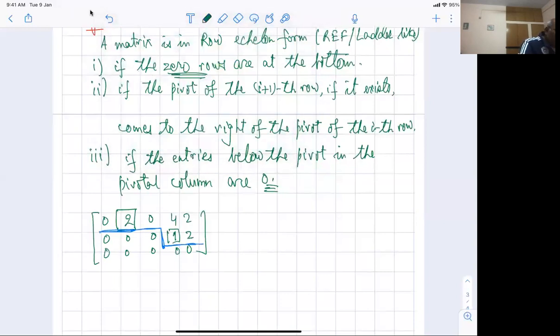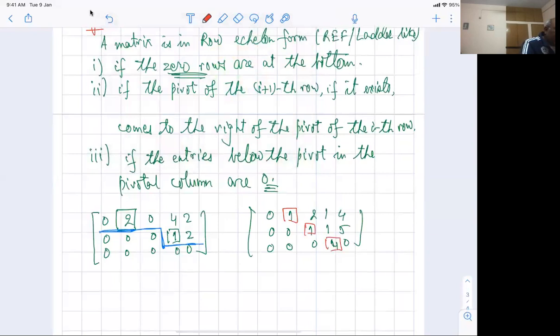Another example: 0, 1, 2, 1, 0, 0, 1, 1, or say 4 here, 5 here, 0, 0, 0, 1, or say 4 here and 0 here. All right. So I have this matrix. Again, I have this as my pivot, this as my pivot, this as my pivot, and this is the staircase that I am looking at. Fine. Is that okay? So I would like you to look at some examples and see which are and which are not.